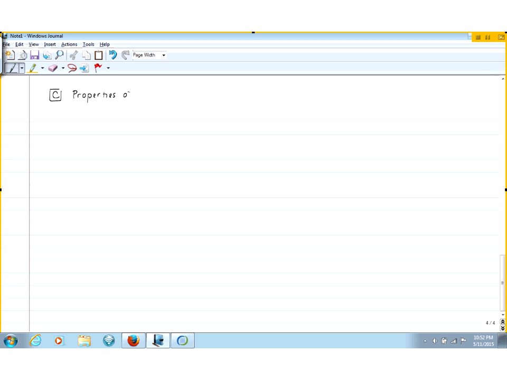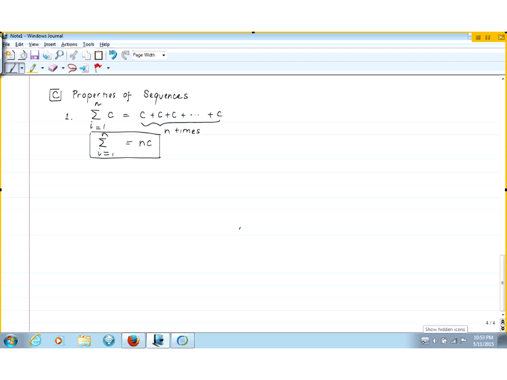So the properties of sequences. The first one is sigma, I goes from 1 to n, of C. You're adding C plus C plus C up to how many times? N times. So what is N times C? This is NC. So sigma I goes from 1 through N of C is equal to NC.